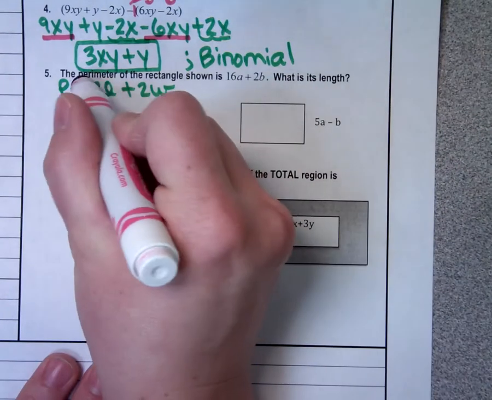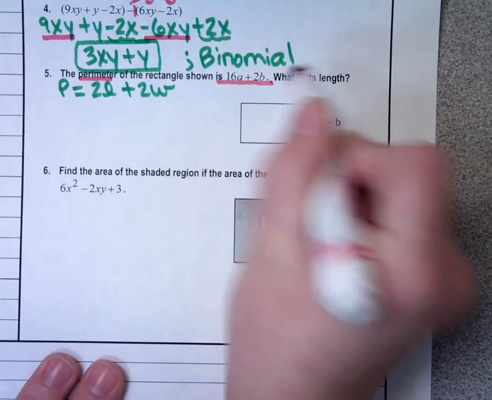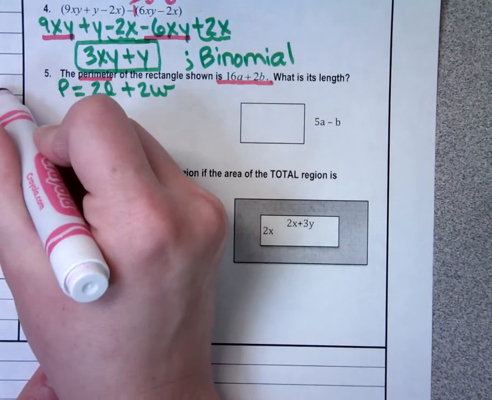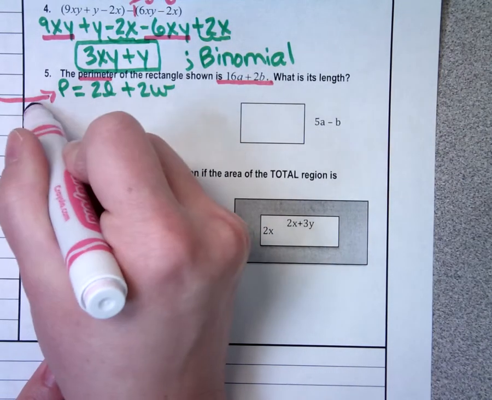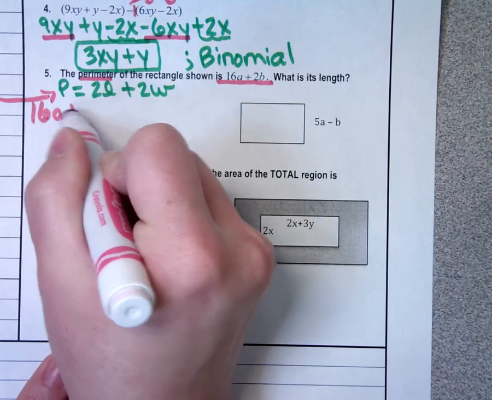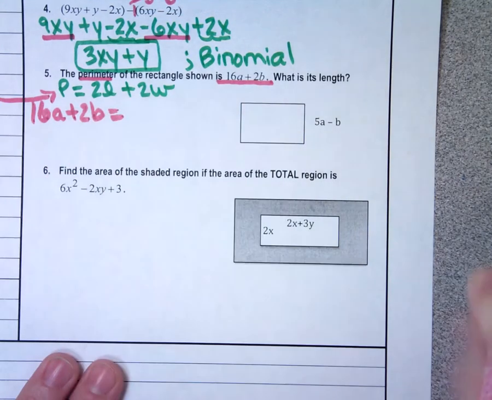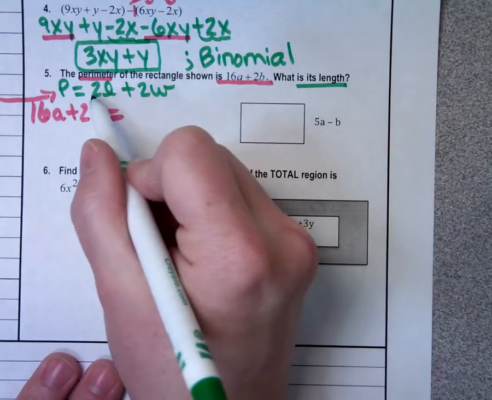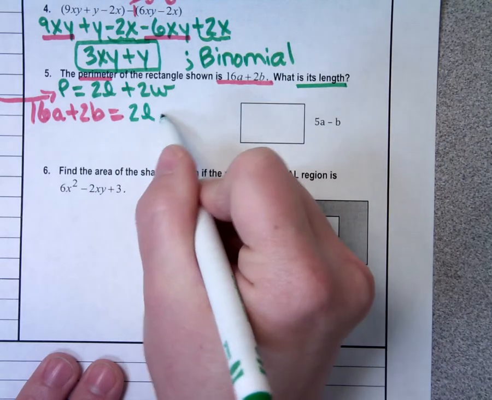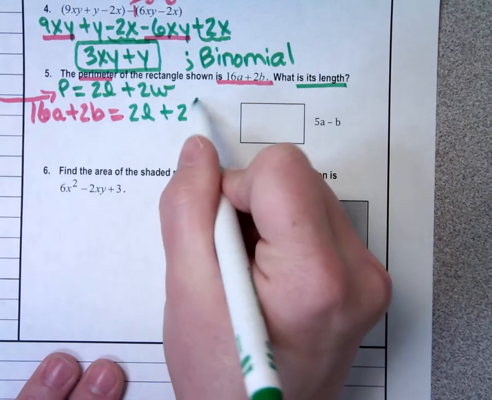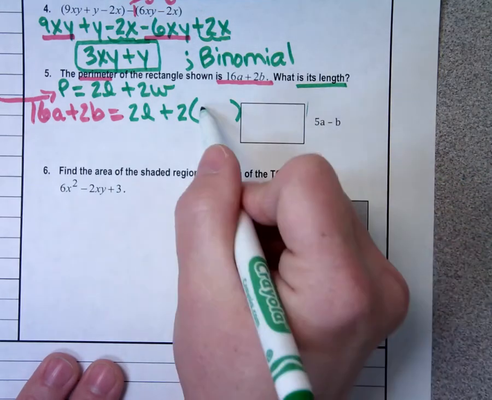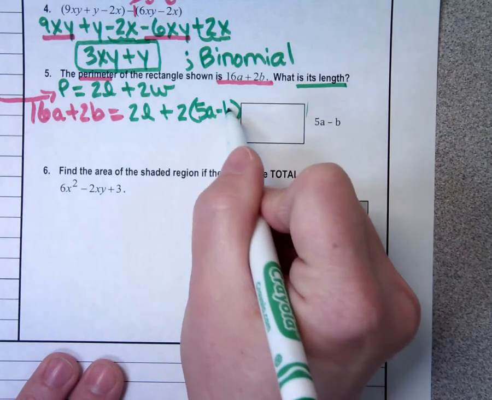Since they told me that the perimeter is 16a plus 2b, I'm going to put the 16a plus 2b right there into the perimeter. So 16a plus 2b equals, and then it wants to know what's its length, so I'm just going to keep the 2L plus 2 times the width, and we actually know what the width is. The width is 5a minus b, so I'm going to put that where the w was.